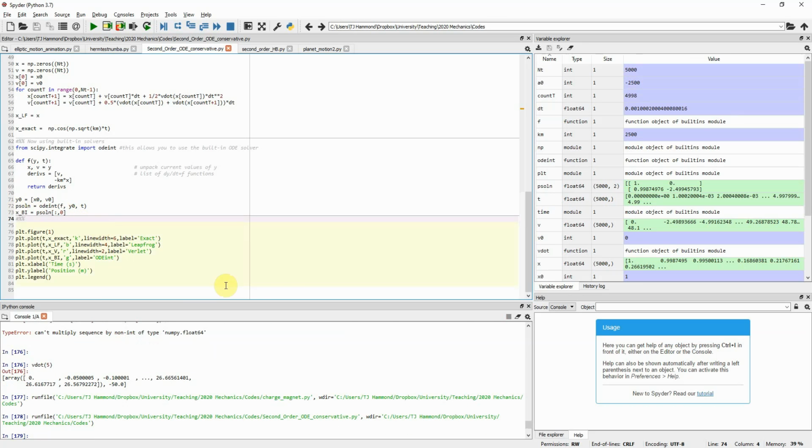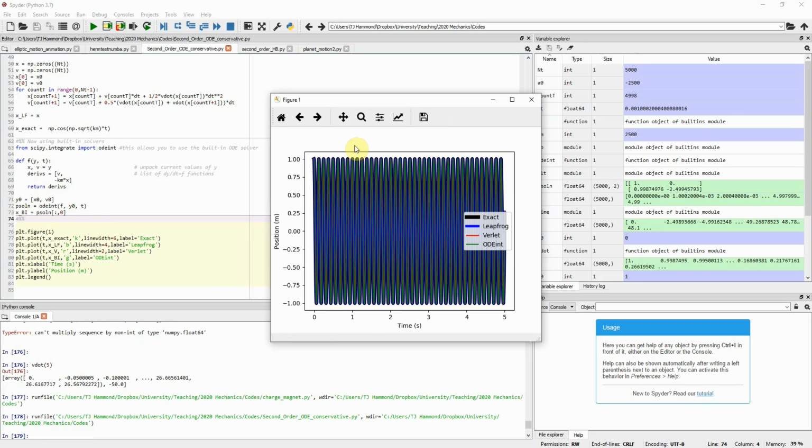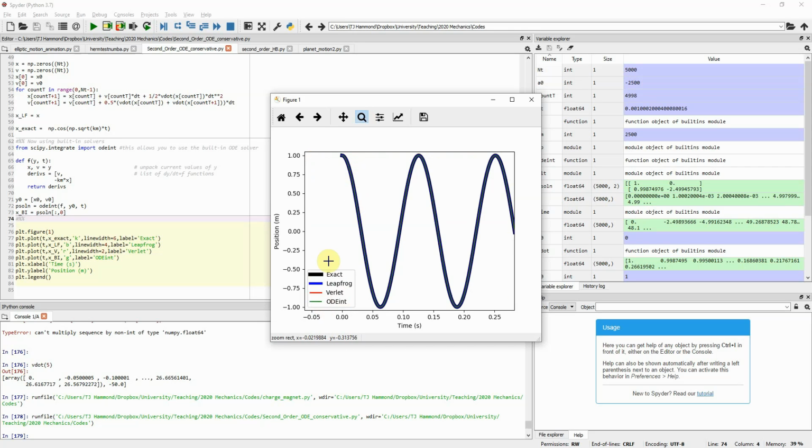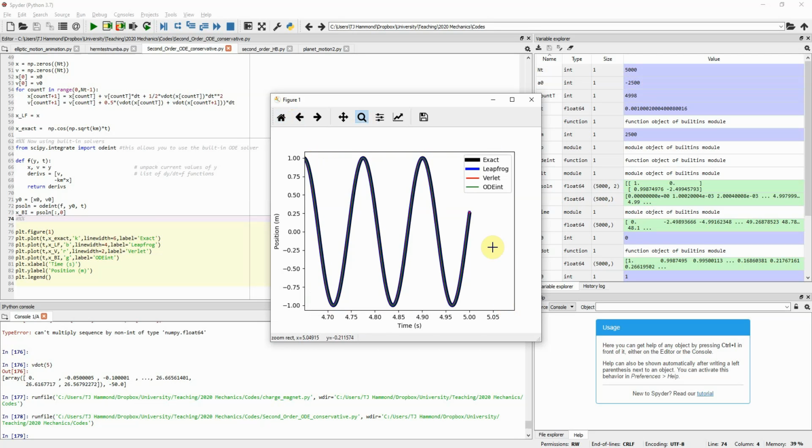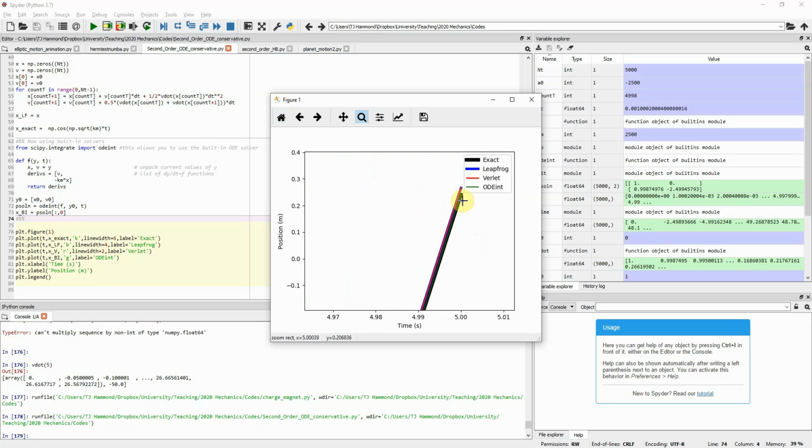And so we run this, and we get these oscillating functions, and we can see that these all agree quite well. So I have the exact is black and leapfrog is blue, and they all agree very well. And we can look all the way to the end, and these things all agree quite well. Whereas they start to separate just a little bit. Leapfrog and Verlet agree quite well with each other, but there's a little bit of separation between the built-in solver and the exact answer.